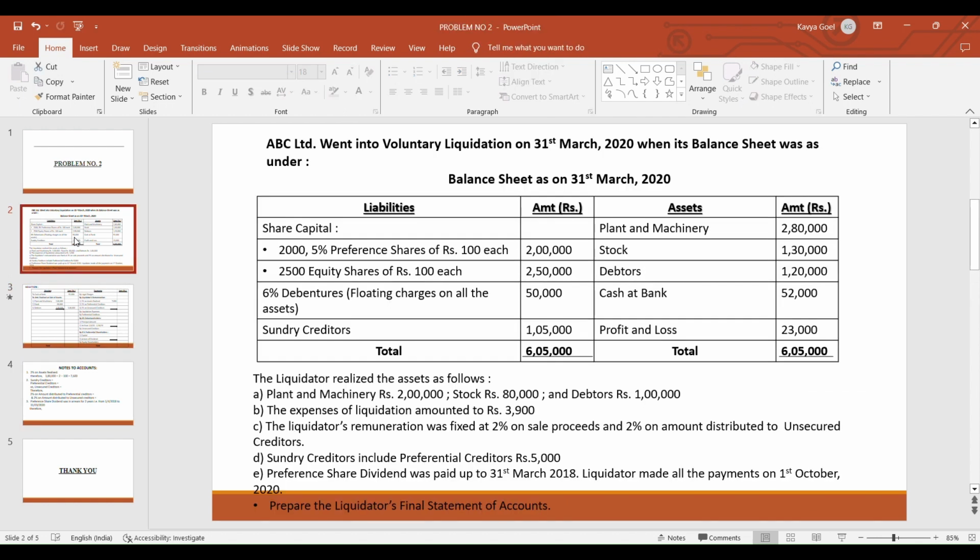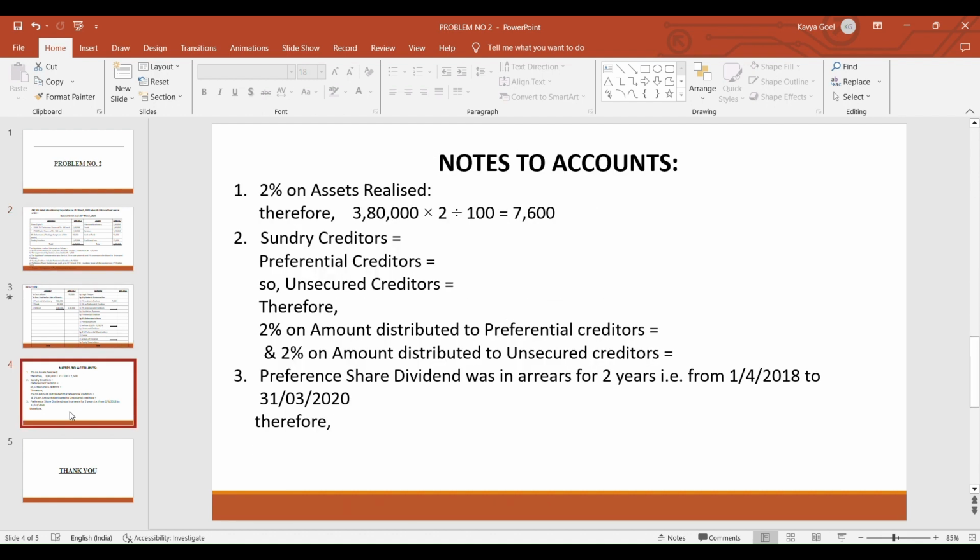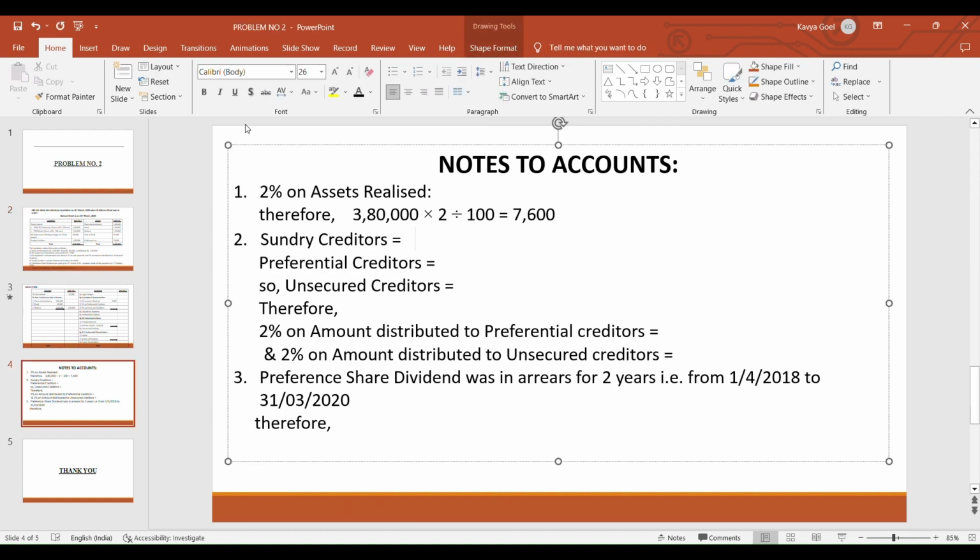Now the second part of the adjustment says that 2% was on the amount which was distributed to the unsecured creditors. Now in the question, on the liability side, sundry creditors are given 1,05,000, and you can see it is given that sundry creditors include preferential creditors of 5,000. What that means is, sundry creditors we have 1,05,000, preference we have 5,000.